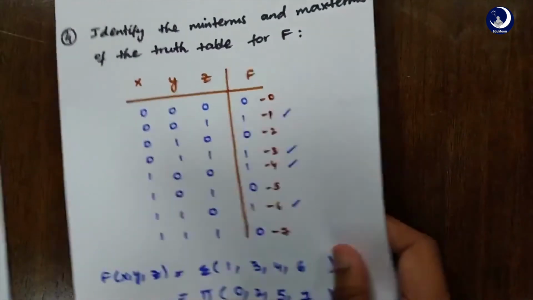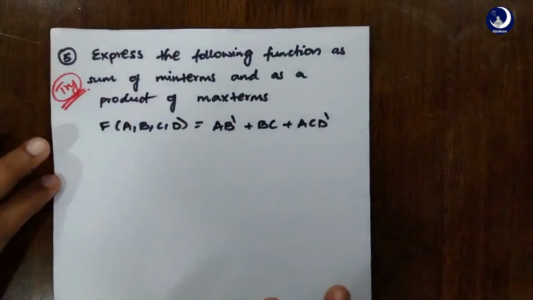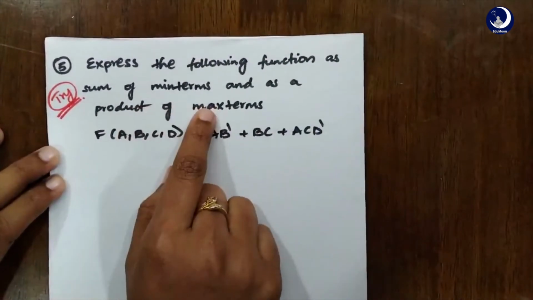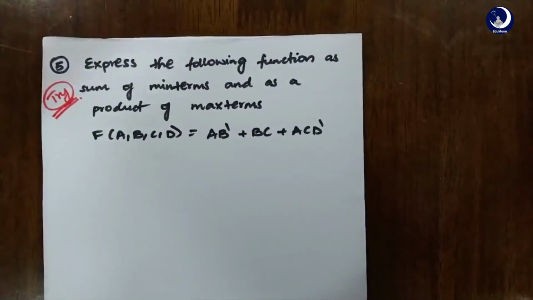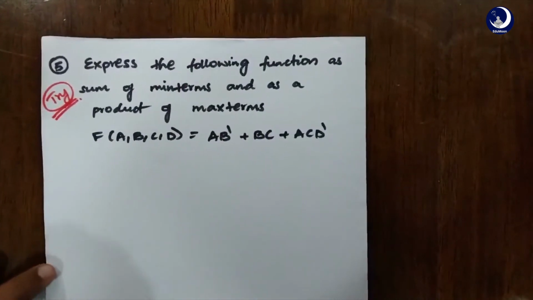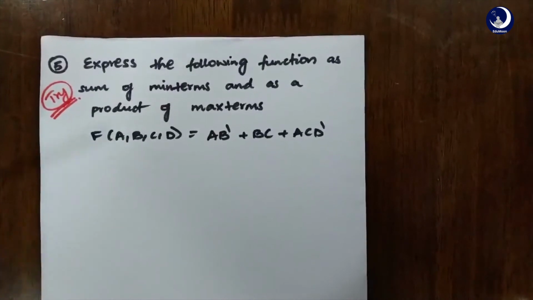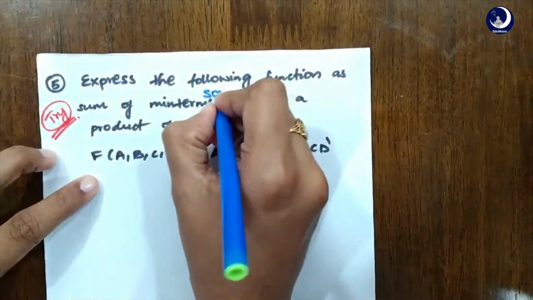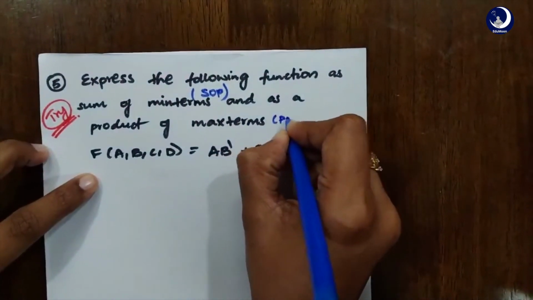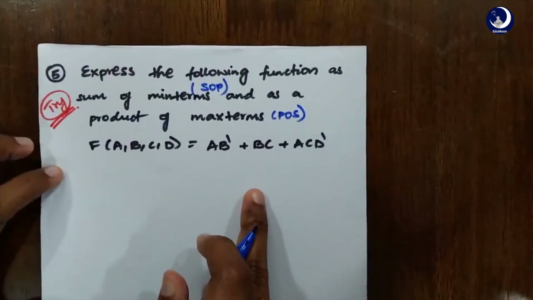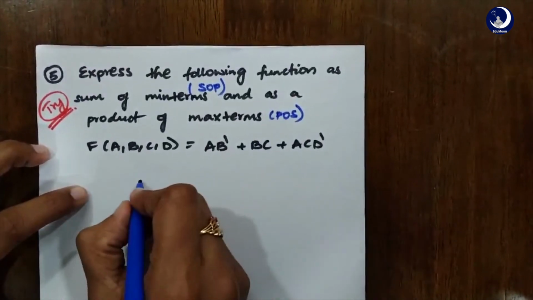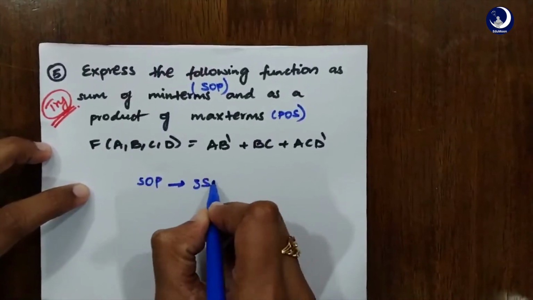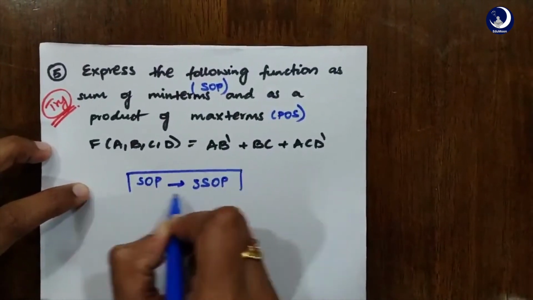Let's just see one more question. I want you guys to try solving this question: express the following function as a sum of minimum terms and product of maximum terms. I'll just explain the question. Just try solving this one, so it will clear all your basics and all the concepts which I covered till now. The sum of minimum terms is SOP and the product of maximum terms is POS. At first it will be easier if you convert the SOP, like this is an SOP term, into standard form, SSOP. This is the way in which you need to do it.